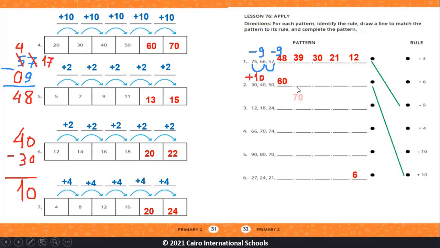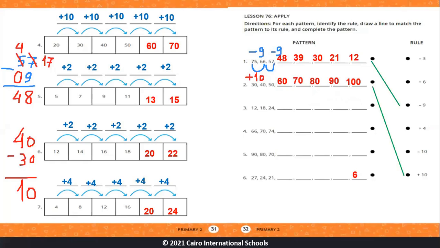60 plus 10 equals 70. 70 plus 10 equals 80. We are skip counting by 10. 30, 40, 50, 60, 70, 80, 90, and 100.